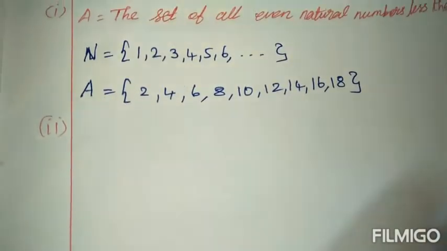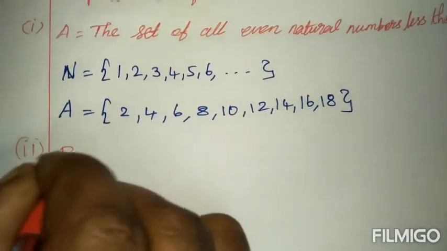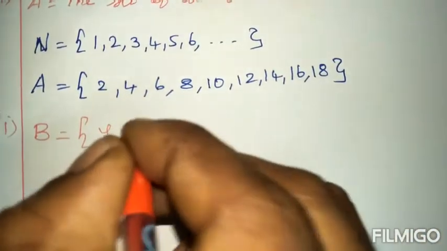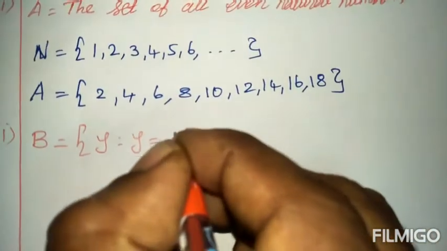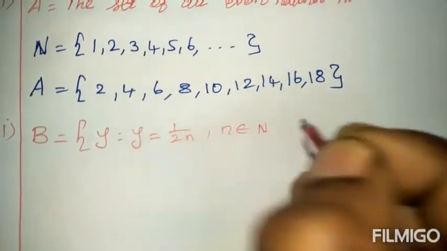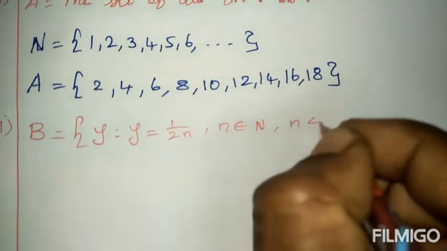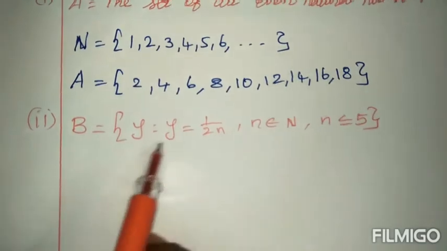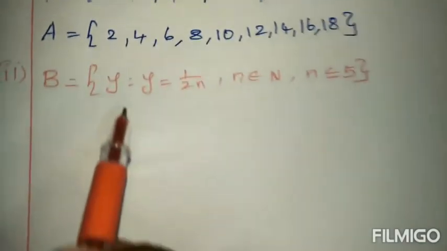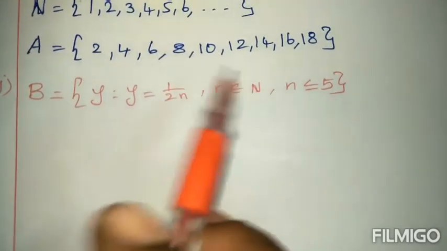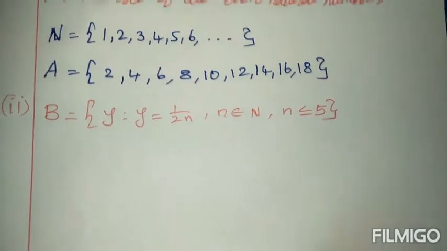The second subdivision is B is equal to the set {y such that y is equal to 1 by 2n, where n belongs to the natural numbers and also n is less than or equal to 5}. So it is in the form of set builder form. We have to convert the set builder form into roster form.